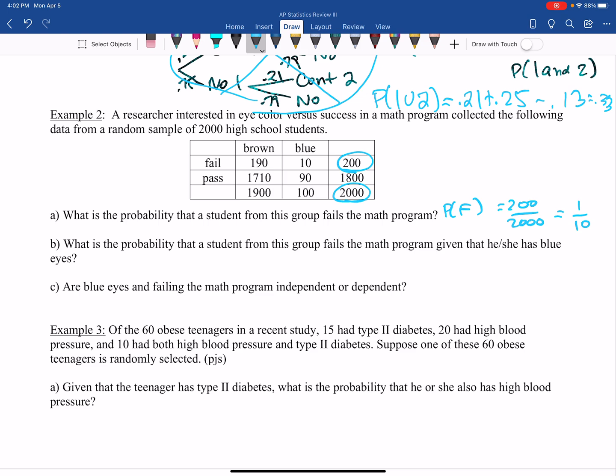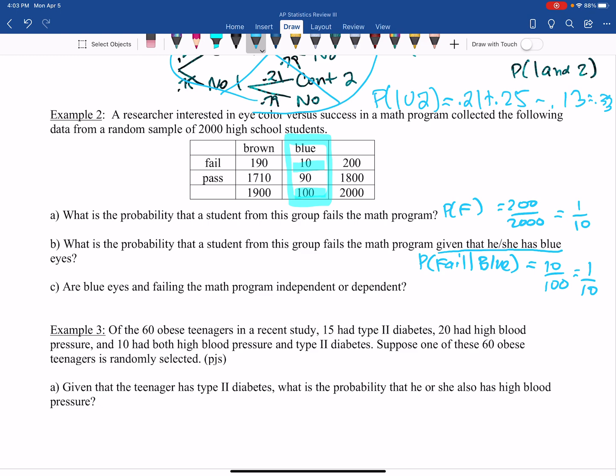What's the probability that the student from this group fails the math program given, here's our key word, that he or she has blue eyes. Okay, so that means the only thing I'm interested in here is the blue-eyed group. I want to know how many of my blue-eyed students fail the math program. So I have 10 out of 100. So that is the probability of, if you wrote it out correctly, fail given blue eyes. And that's going to be 10 out of 100, which is 1/10.